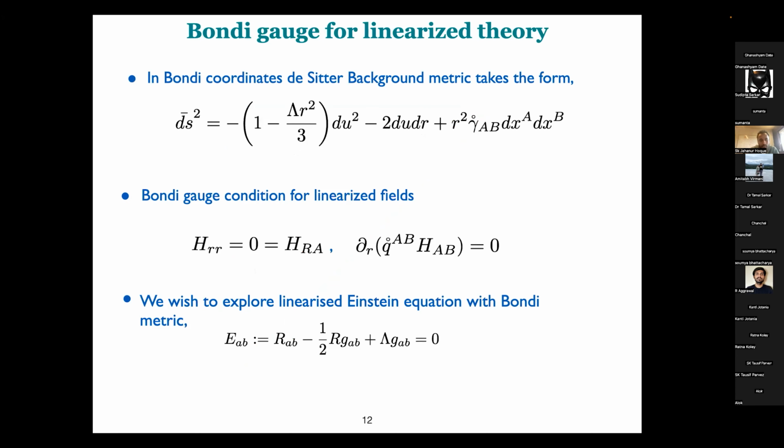You can understand it from this background metric also. If you look at the conformally compactified language, say that you multiply by 1 over R squared and take the limit R goes to infinity, then the background metric is lambda by 3 du squared plus the sphere metric. So this is the boundary metric of de Sitter in the pure de Sitter background.